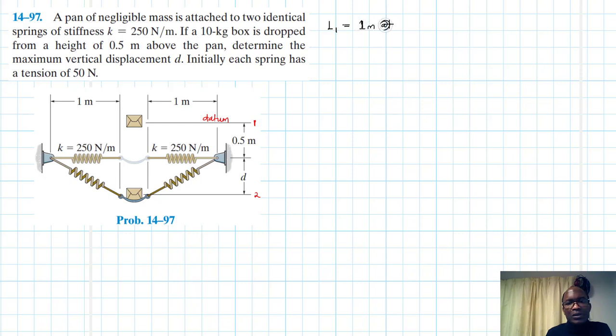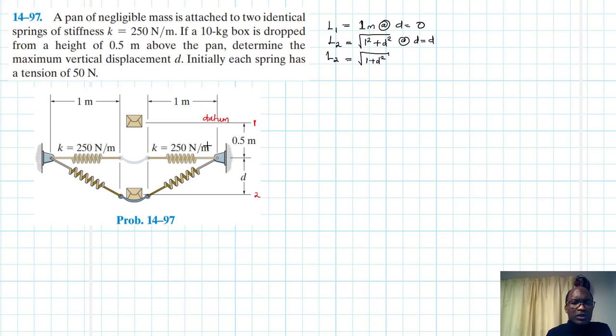Okay, at D equal to 0. L2 is equal to the square root of 1 squared plus D squared. Okay, this is at D equal to D. Therefore our L2 is just equal to the square root of 1 plus D squared.